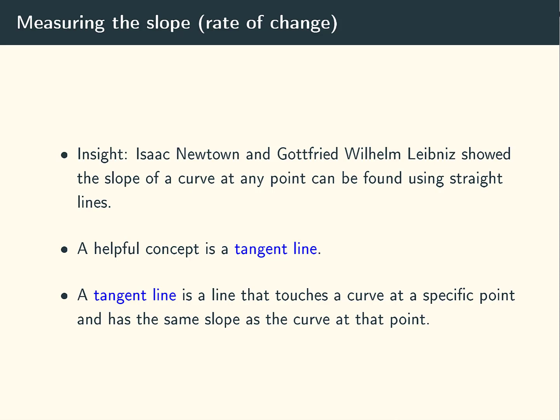A tangent line is a line that touches a curve at a specific point, and at that point where it touches the curve, it has the same slope as the curve. That's important. It's going to have the same slope as the curve.